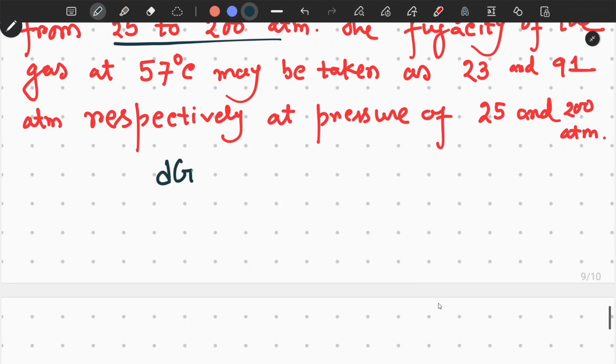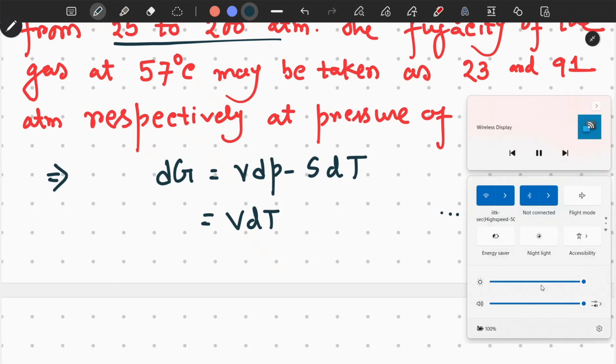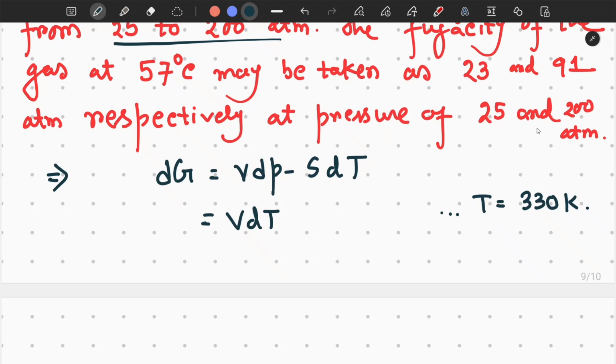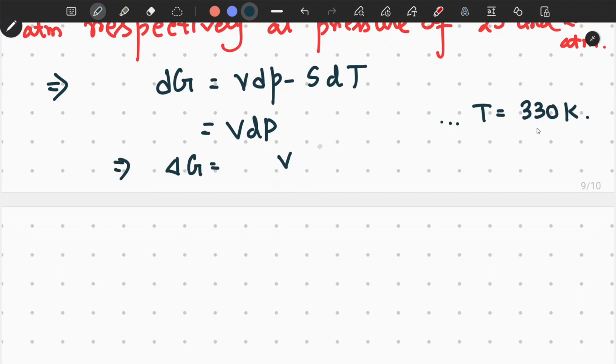Do it. DG equals VDP minus SDT, because T is fixed at 57 degrees. 57 degrees means 330 Kelvin, I think. Yes. DT is 0. DT is 0. Constant temperature, isothermal process. So VDP, sorry, that you have to integrate.